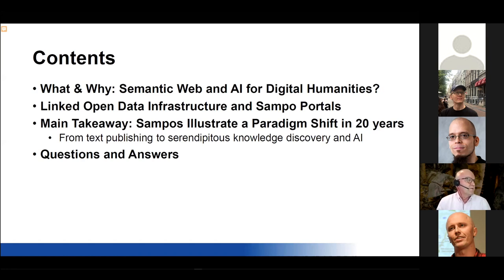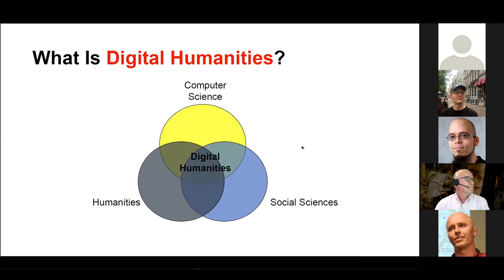I think the main takeaway of this seminar is that these Sampo portals illustrate a paradigm shift in 20 years from publishing texts to serendipitous knowledge discovery and artificial intelligence applications. At the end of the presentation, there will be time for questions and answers.